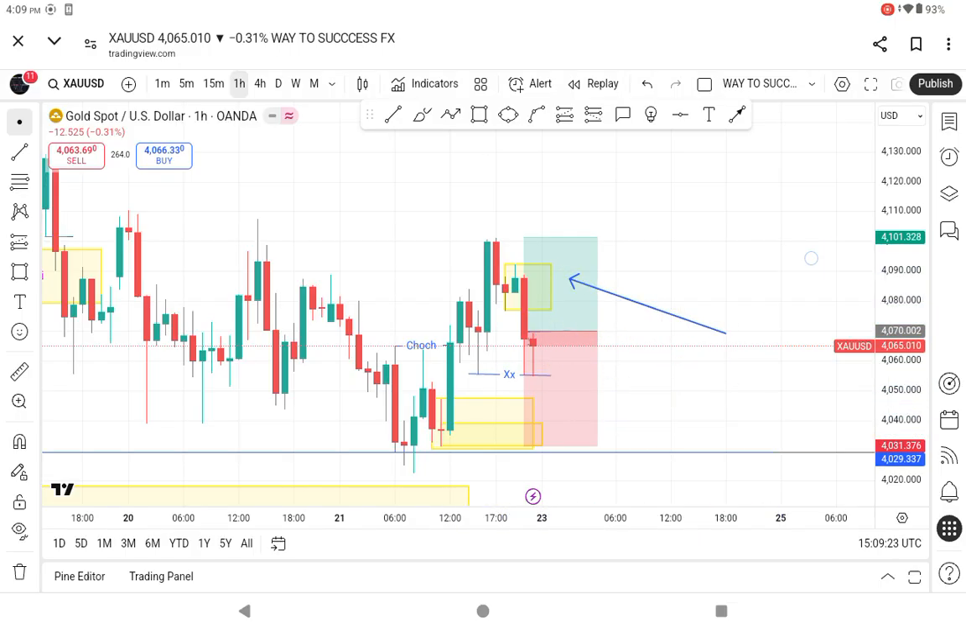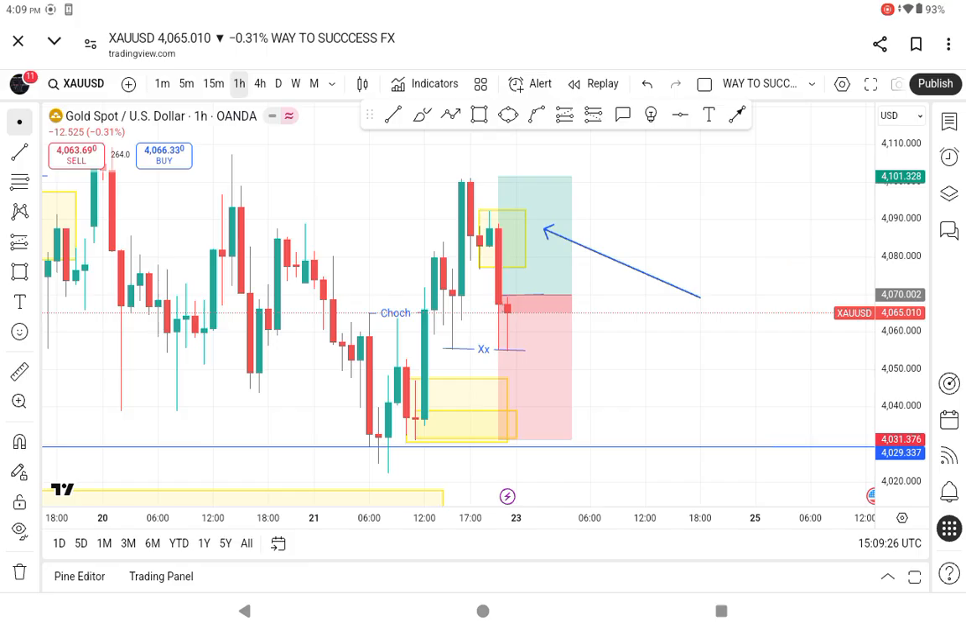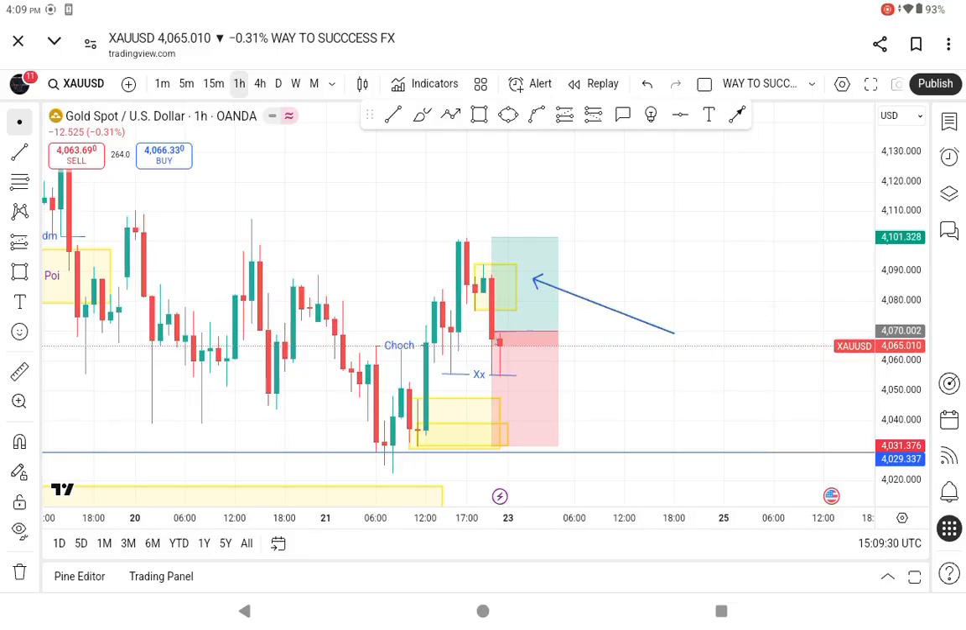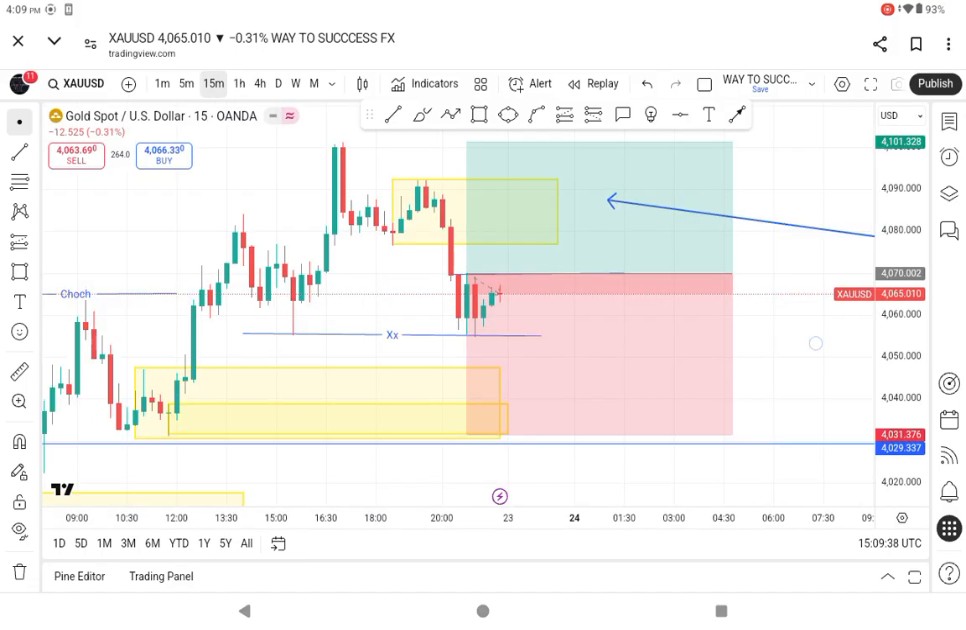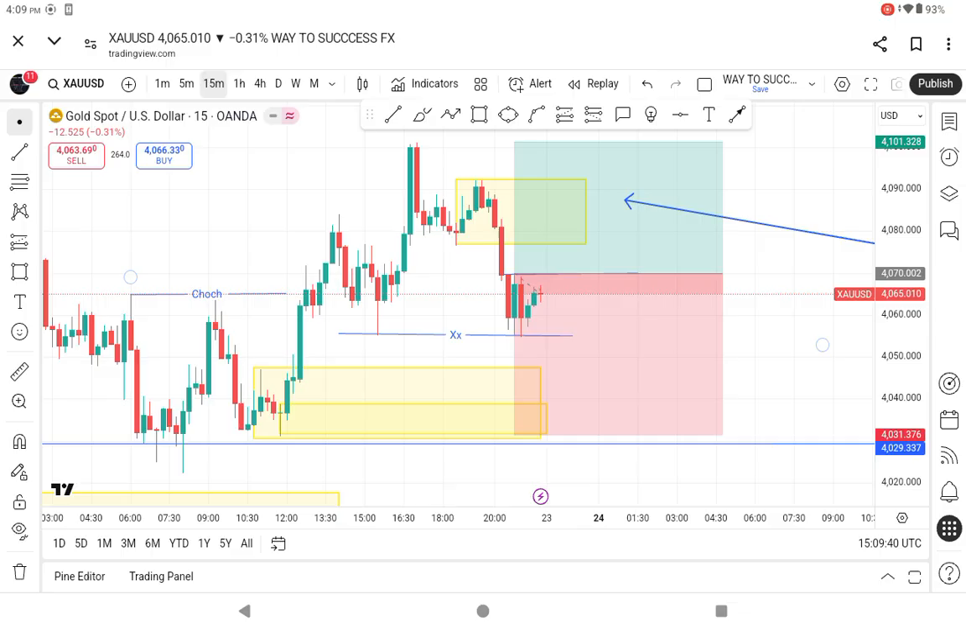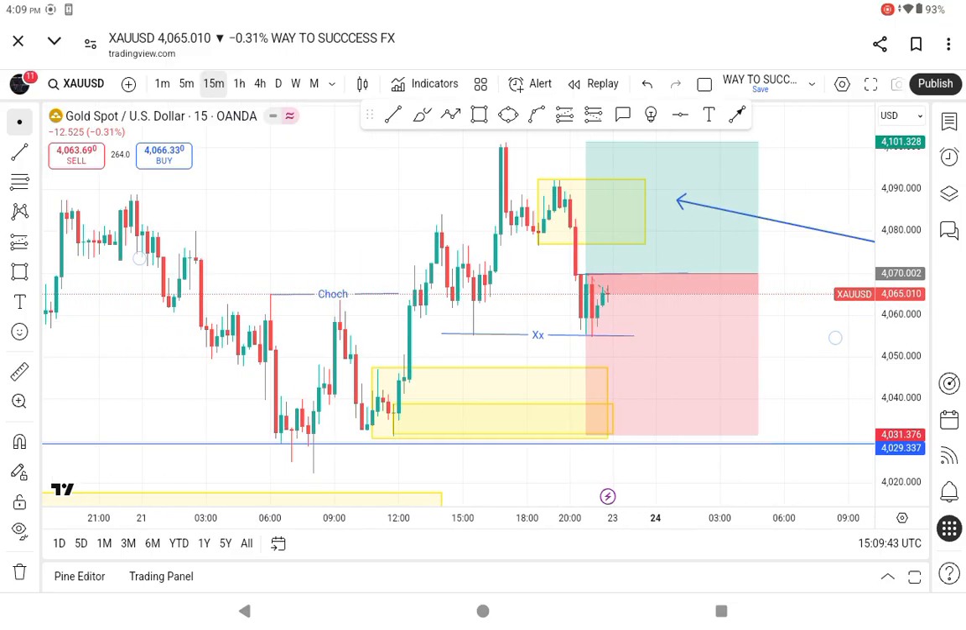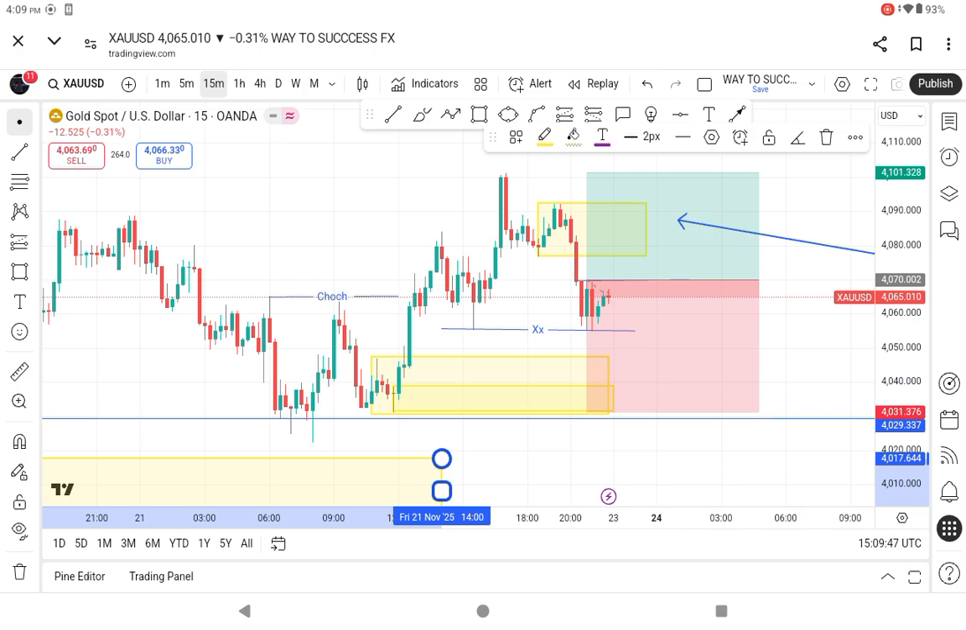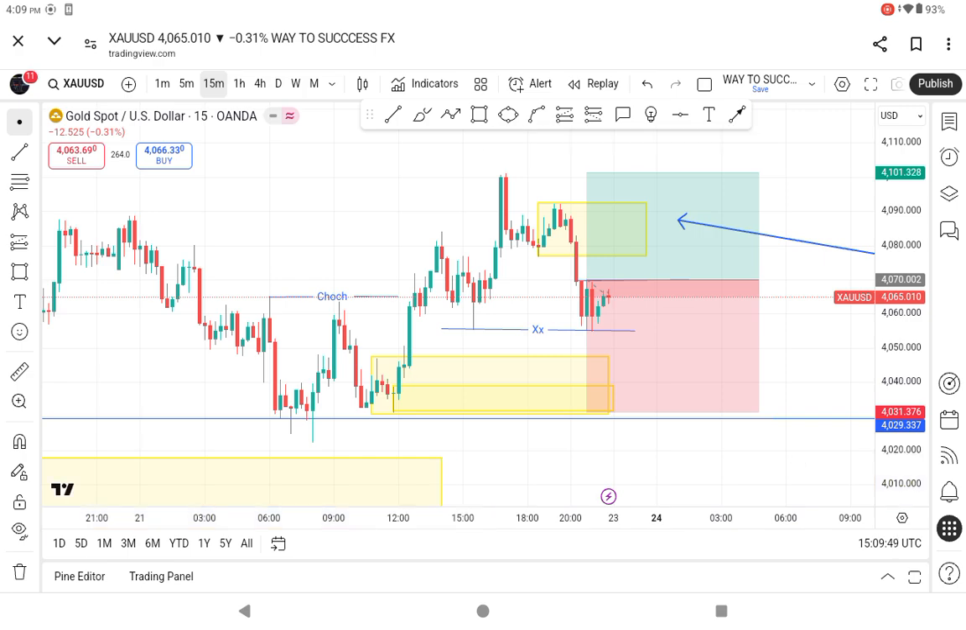So what am I still seeing here in gold? I'm still seeing gold bullish. Even before the market closed, I'm still seeing a bullish structure. So if I go down to 15 minutes, let's go down to 15 minutes and see what we have. So in 15 minutes, this is our higher time frame POI, but price didn't tap into it.